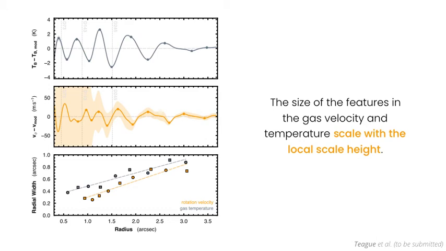In the bottom panel, I've plotted the size of these perturbations, either the peak to peak or the trough to trough ratio, as a function of where they are in the disk, and you can see this strong linear trend for both of them. This really suggests that whatever is driving these perturbations is influencing the whole disk, and it's going to be the dominant instability or dynamical process that affects the entire structure of MWC 480.